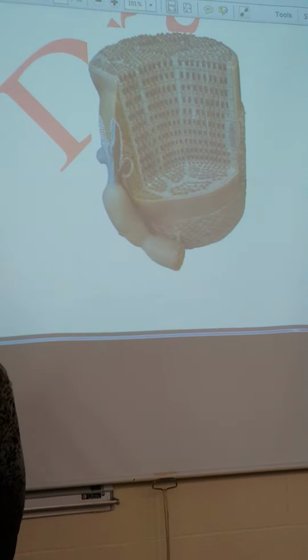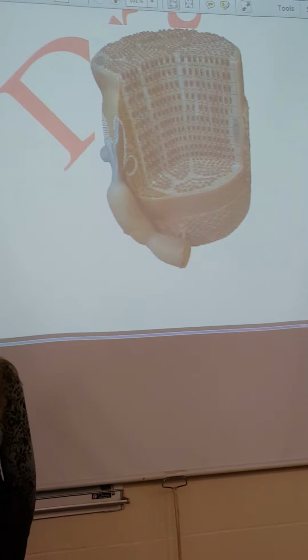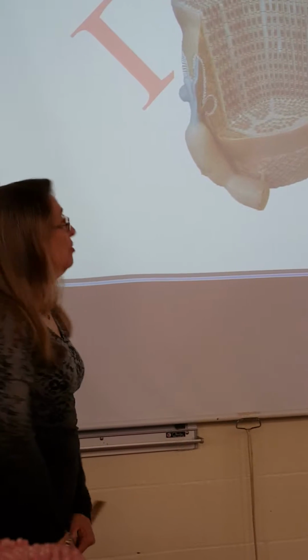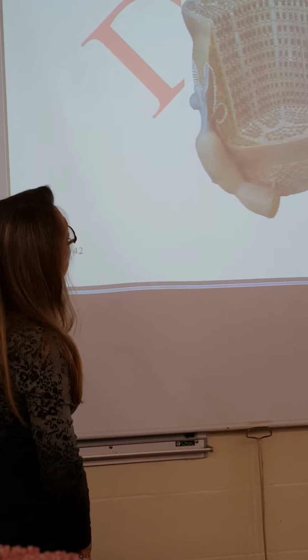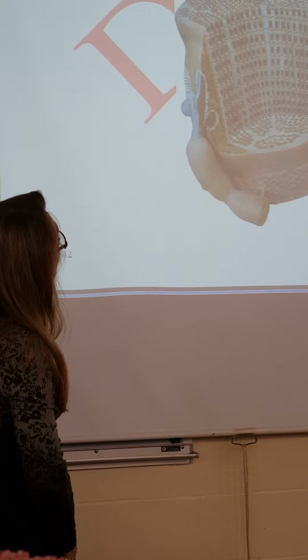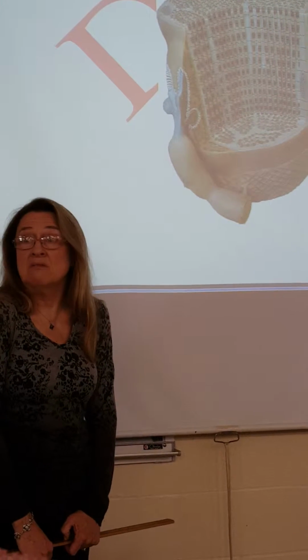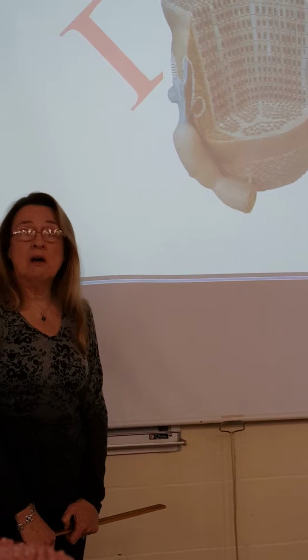Now, these are going to run the length of the muscle too, aren't they? Yeah. And you're going to have many, many, many myofibrils. Would you estimate how many might be in this one little muscle cell? 10,000. Could be 1,000. I don't know. It's going to be a lot.